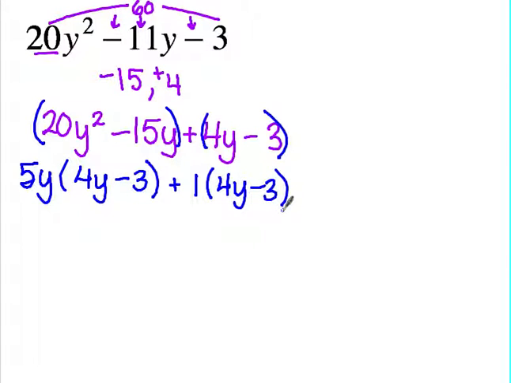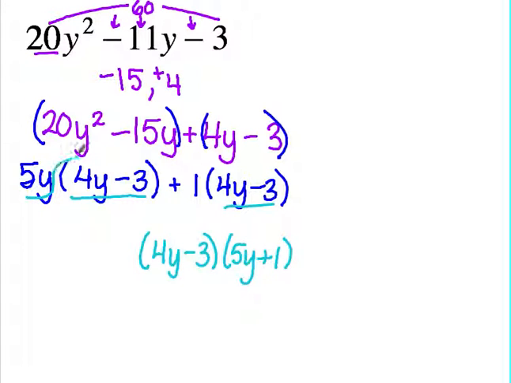Okay, this is the step where we check. These two match, everything's great. So I get 4y minus 3. What's my other factor going to be? 5y plus 1. Is the 5y plus 1 in front of it? Yes, because that's what we took out from 20 and 15.